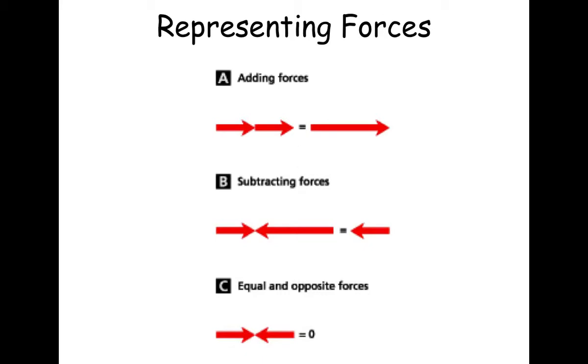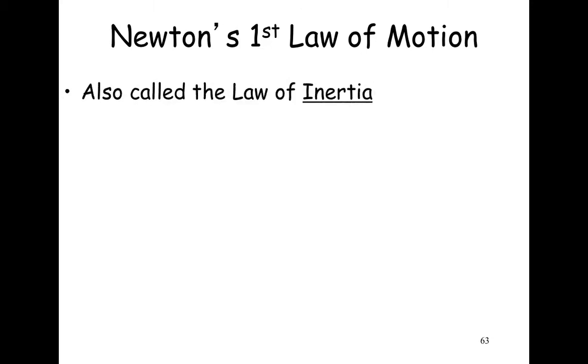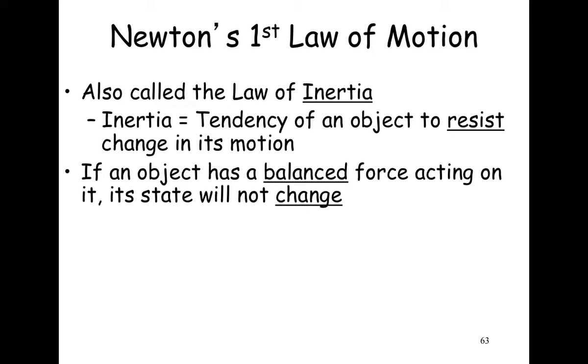Now that we know what forces are, we can actually apply these using force and motion and connect them using Newton's laws of motion. So what we're going to do is look at Newton's first law here. This is also called the law of inertia. Inertia is basically the tendency of any object to resist a change in its motion. And how we tie this into force is if an object has a balanced force acting on it, its state will not change. So in other words, if it's moving, it's going to stay moving. If it's not moving, it's going to stay not moving if a balanced force acts upon it.